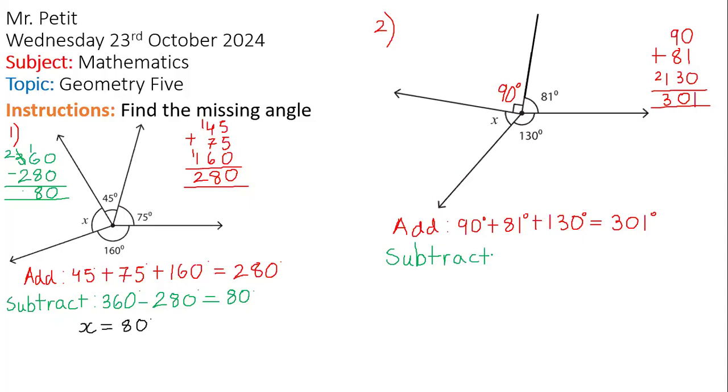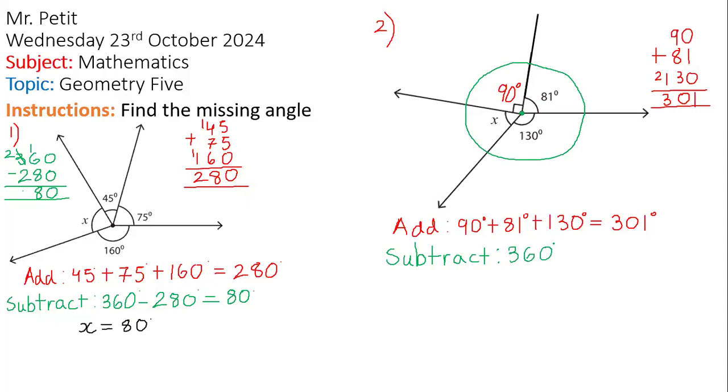No, sir, 360. Why are we not using 180 no more? Yesterday we were using 180. Because this is a full turn, fully around the point. Exactly. So it's 360 now. Very good. Angles around a point add up to 360 degrees. It's a full revolution, a complete turn. So it's going to be 360 degrees.